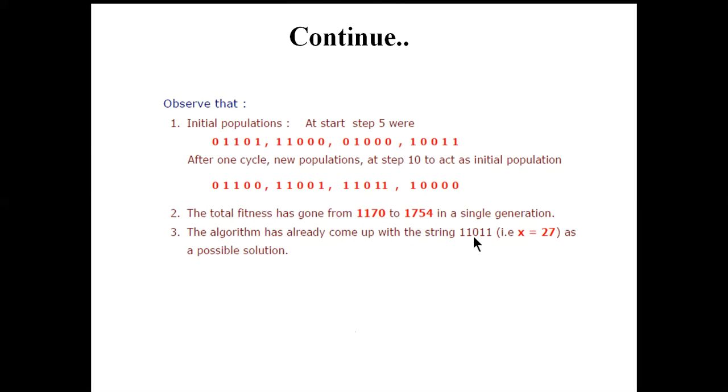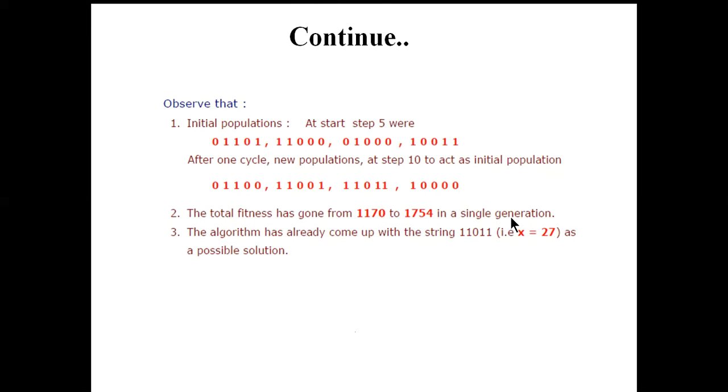The algorithm has already come up with the solution that the third solution, that is 11011, this offspring, is a probable solution. But if the iteration or loop is continued, obviously the value of x will be updated, the best value will be updated gradually, and we get ultimately near to 31, which is the global solution.